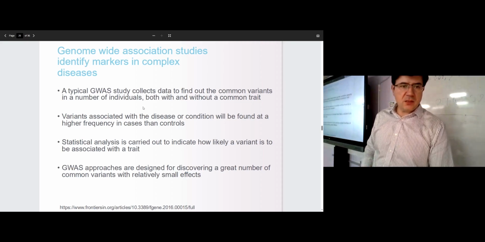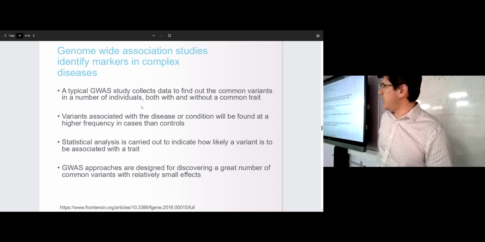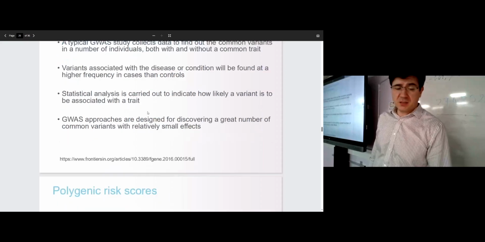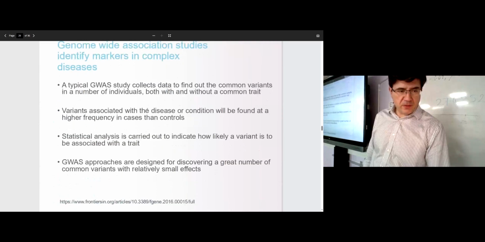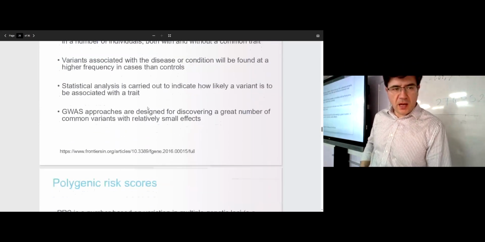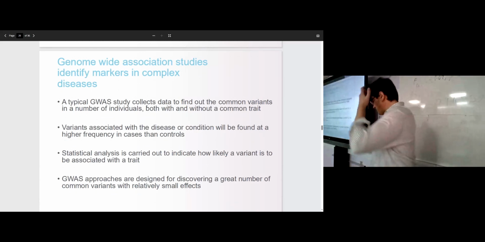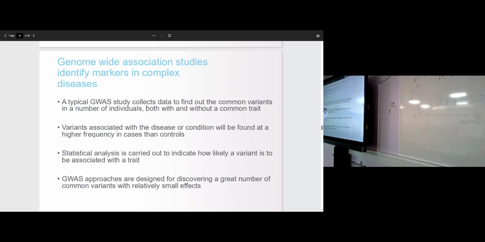The way genome-wide association studies work is really a statistical approach. I thought I had a figure there, so I have to explain. Basically, you have controls, you have patients. If you find specific variants that are more frequent in patients versus controls, then those variants are associated with the development of the phenotype, of the risk.